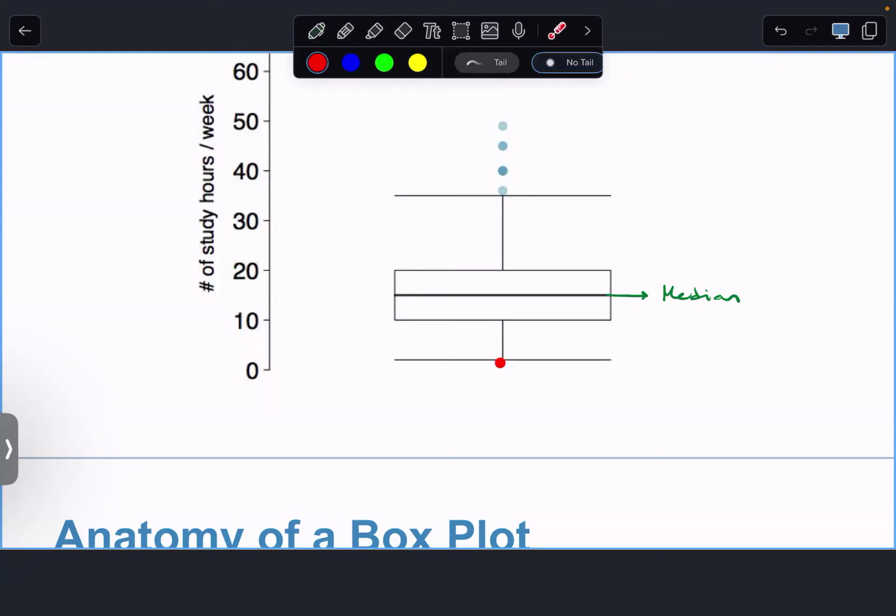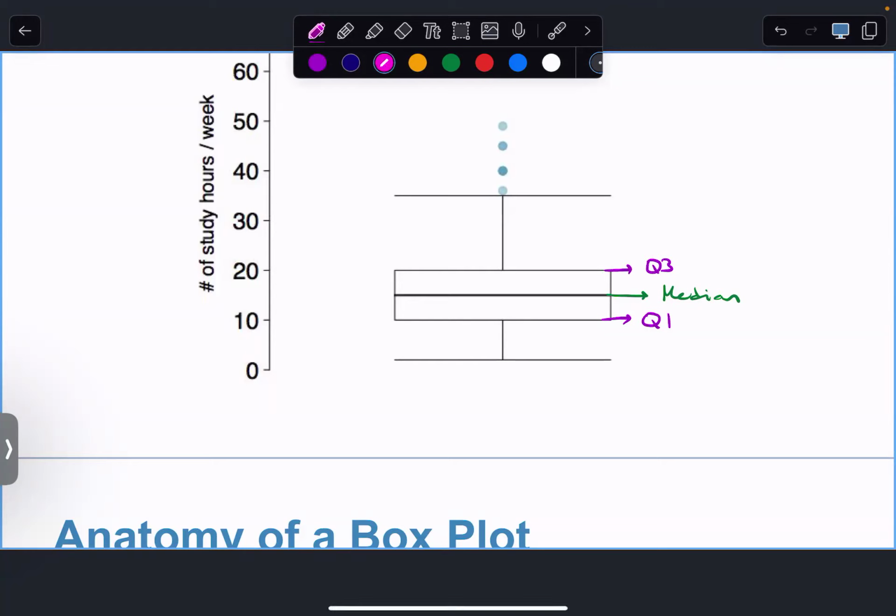Let's focus on the box first. Because of the axis that it's on, right, this bar is lower than the other. And so this must be my Q1. And then this is my Q3. So the box in the box plot just represents the central 50% of my data, right? Half my things in the center are here.